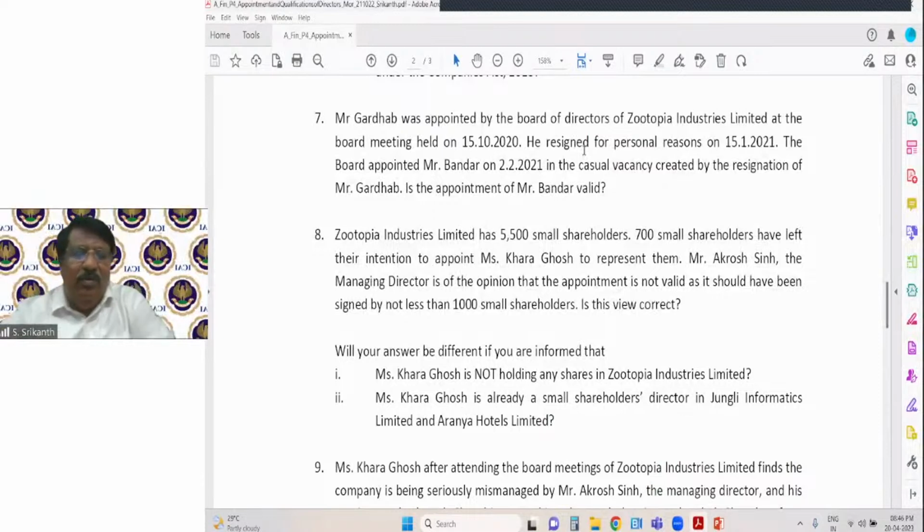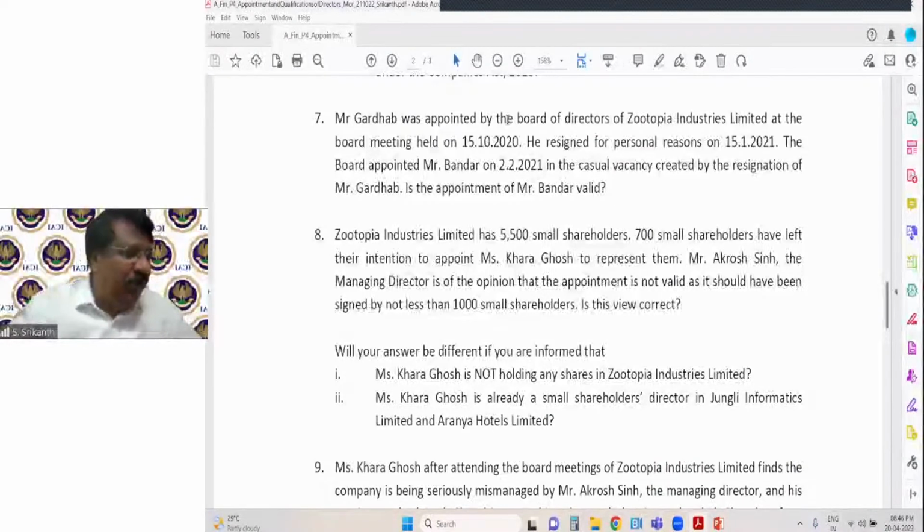So, let me see. I want an answer from you. One of you should give an answer. That limit of 1/10 to be checked only at the time of application. Agreed. What is the answer? Is Akrosh Singh correct? 1/10 of the total members at the time of application only you have to check it. Correct. So what is your point?